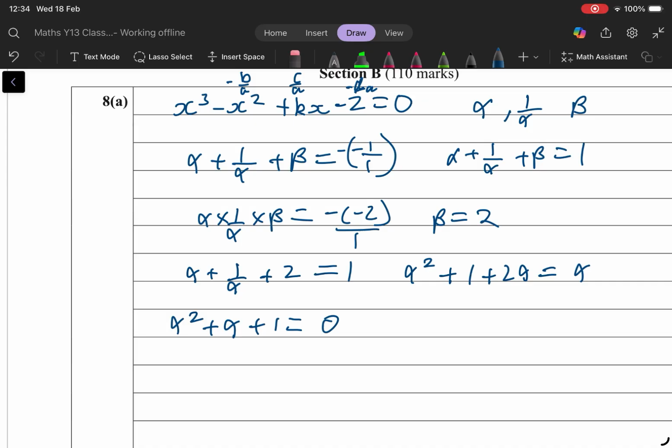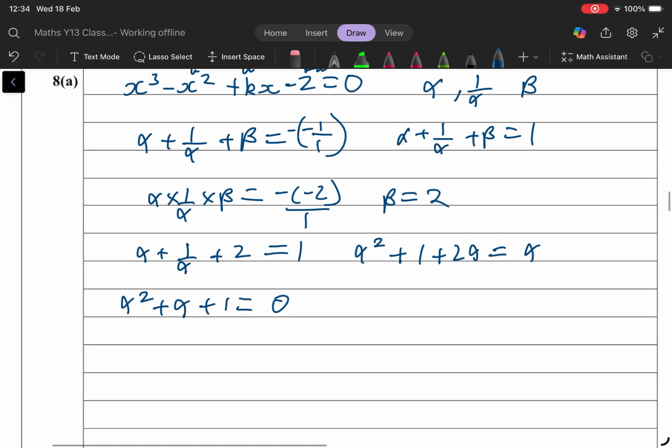I'm actually going to put this into my calculator, which I think you should always do. You should always put these into your calculator just so you don't make a mistake, because this will really only be maybe one method mark at most. So here we get alpha equals minus 1 plus or minus root 3i, over 2. Make sure you separate your fractions there, because that could lose a mark, because you need to show separately that this is the real part, this is the imaginary part.